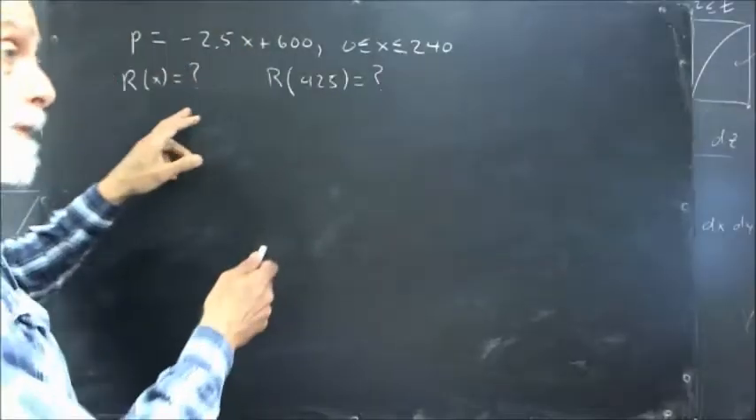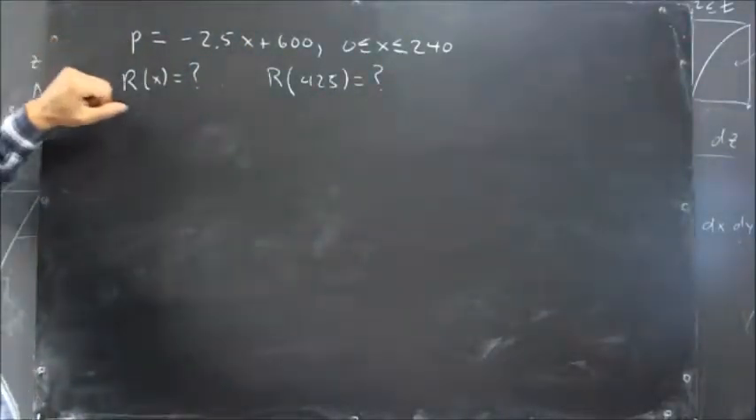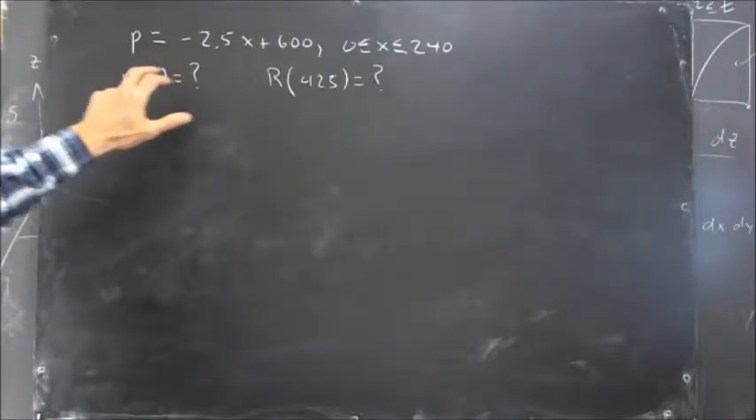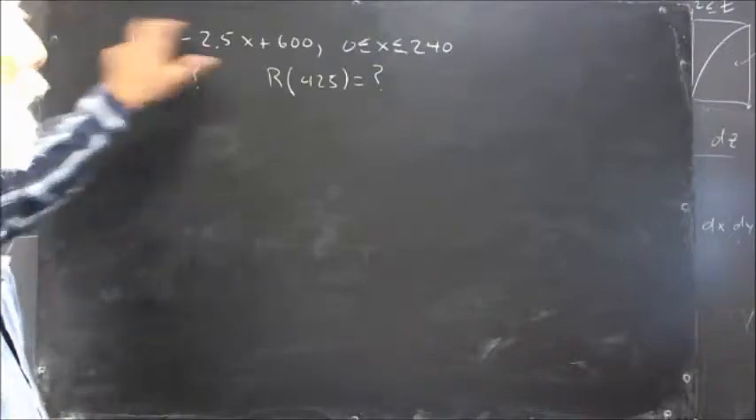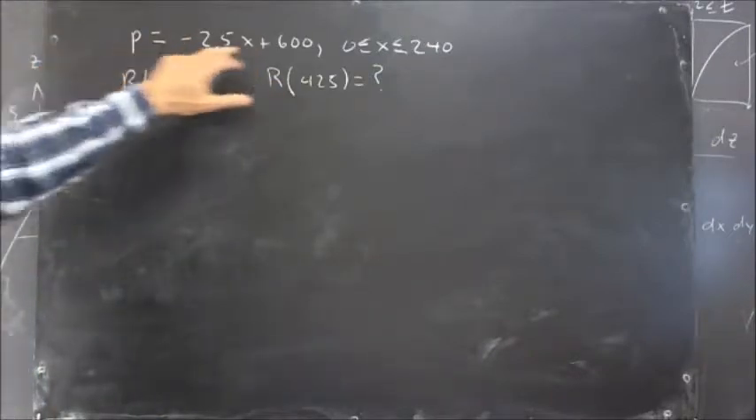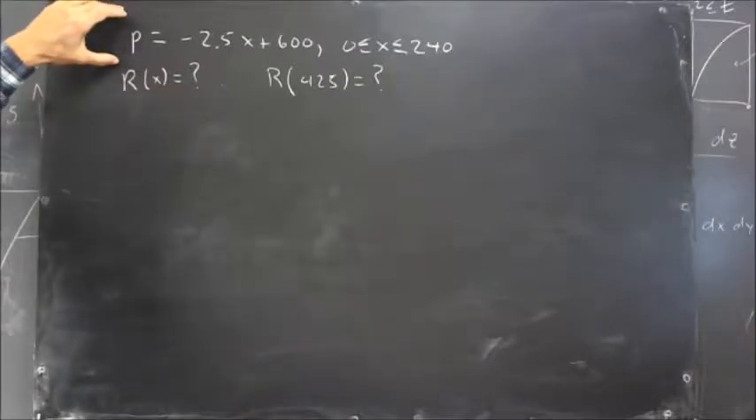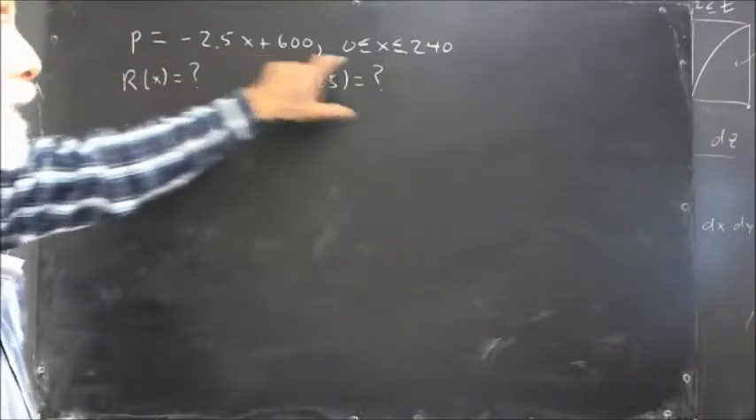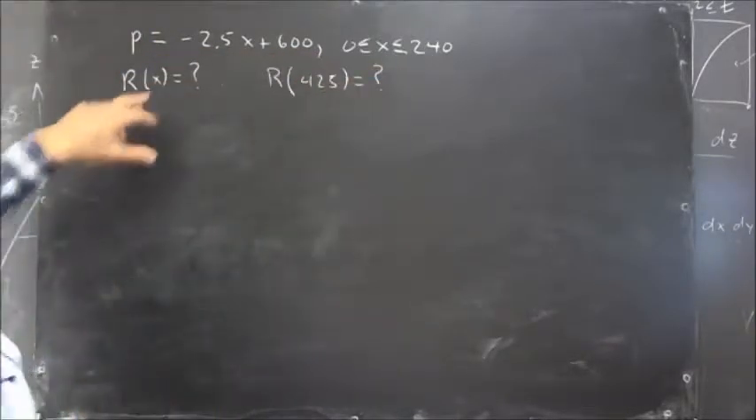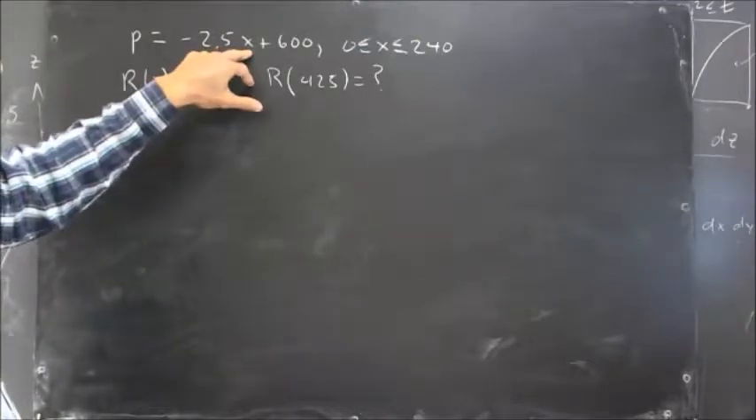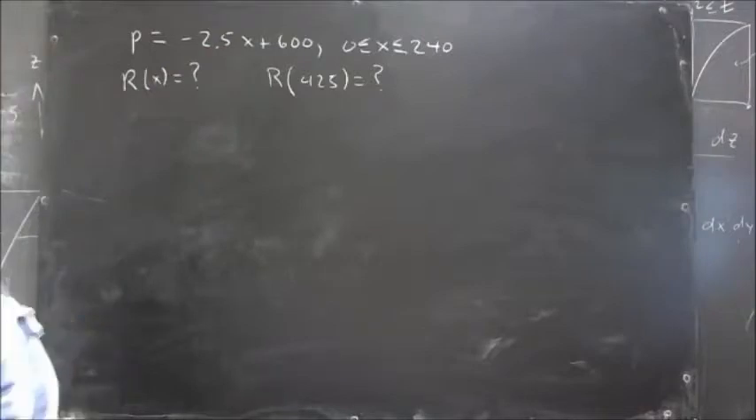The second problem, we have a demand function. I'm sorry, the price is a function of demand. So we have a price function or demand function, whichever way you want to read this, given as stated here. And we want to find the revenue as a function of the demand. Okay?